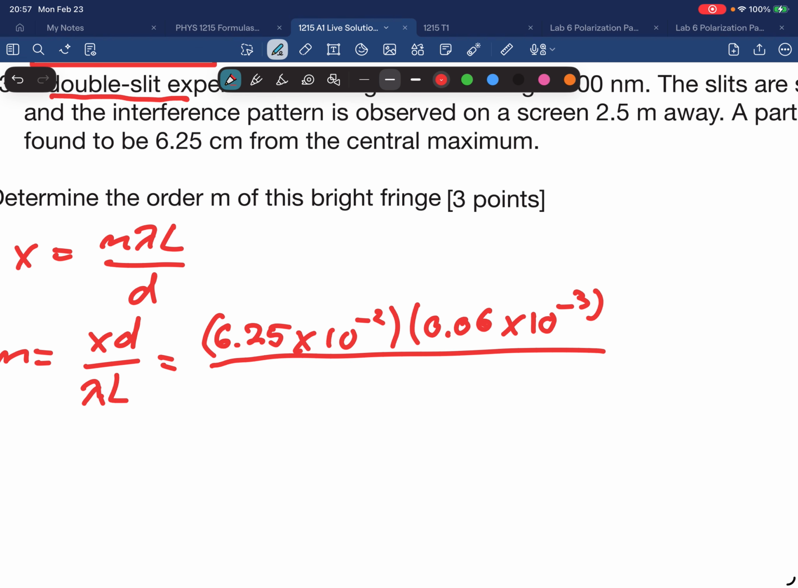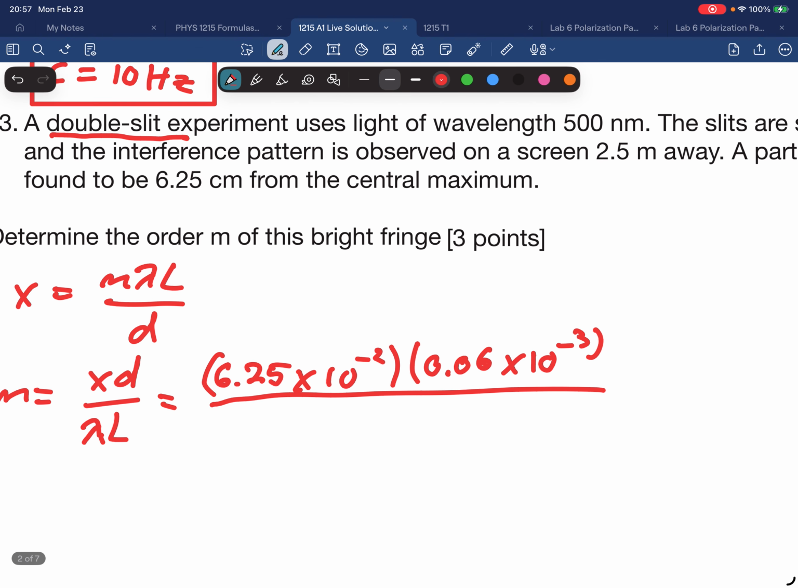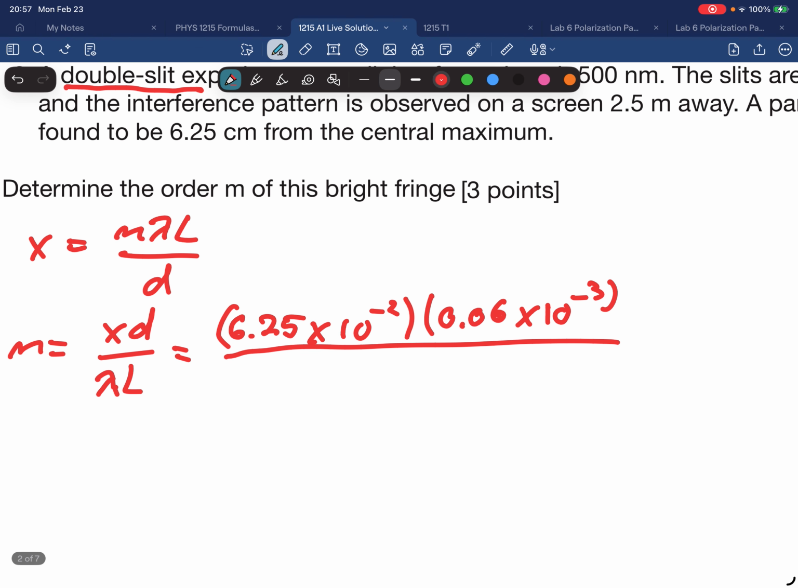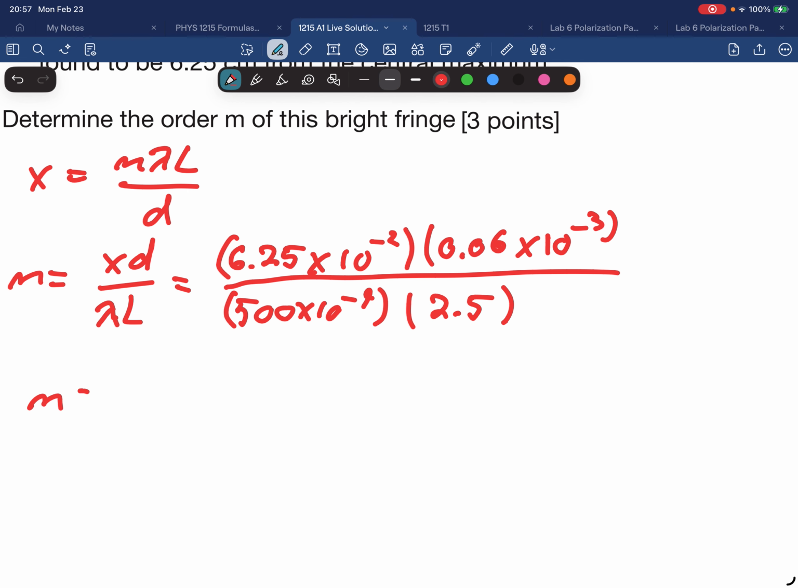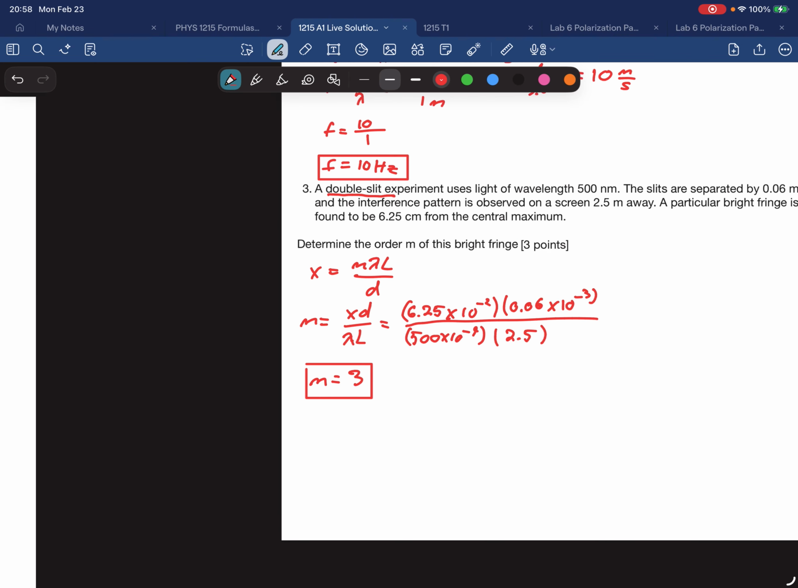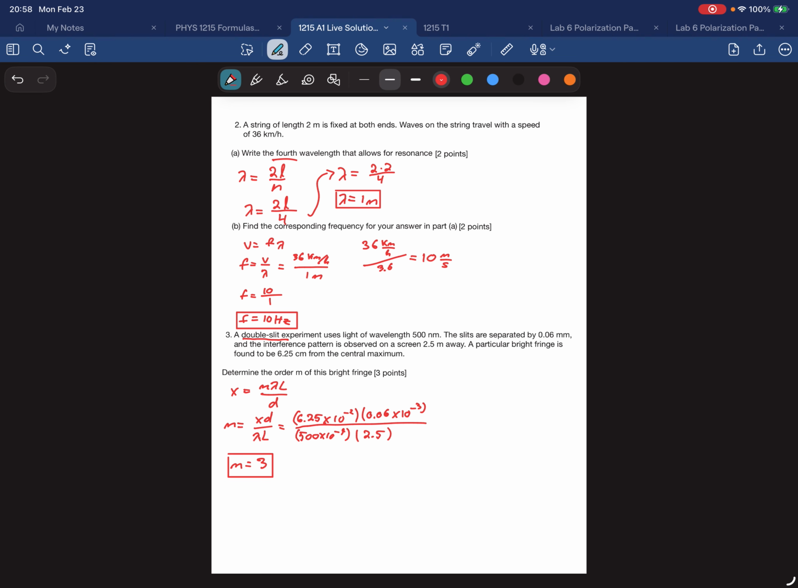Lambda was 500 nanometers. So 500 times 10 to the negative 9. And L was just 2.5 meters. Hard meters, don't need to touch it. And this should give you exactly 3 when you plug it into a calculator. Should give you exactly 3. So that's questions 2 and 3.